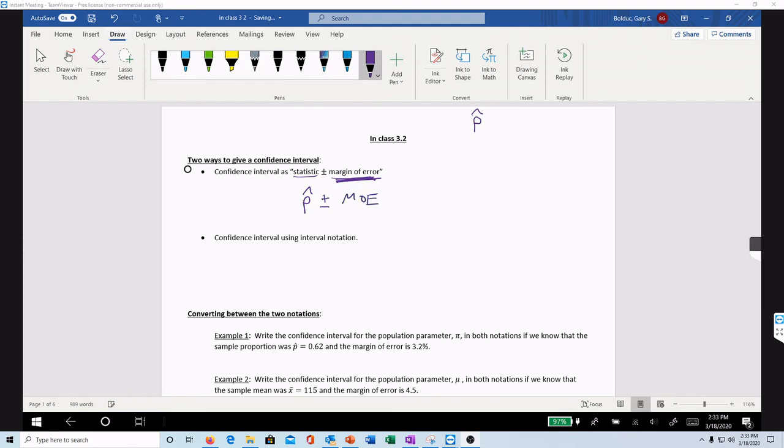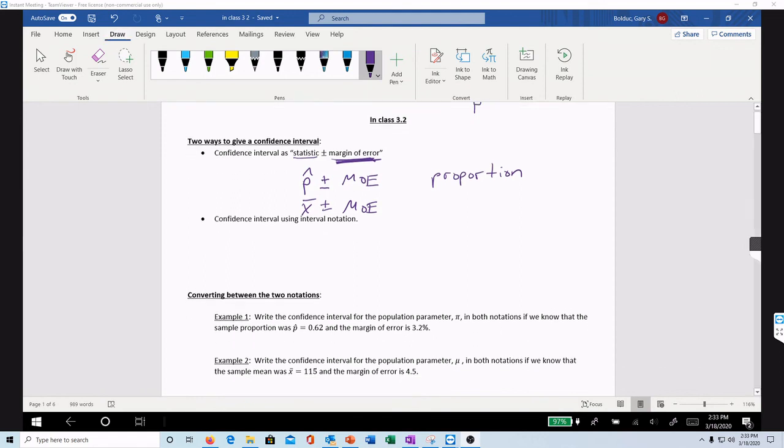Now in class before break we were talking about how this margin of error seemed like it might have something to do with the sample size and some other information. We'll get into that a little bit later. This would be for a proportion. I might also have a mean, where the statistic is an average, x bar, plus or minus some margin of error. And again, we'll get into these formulas in just a second.